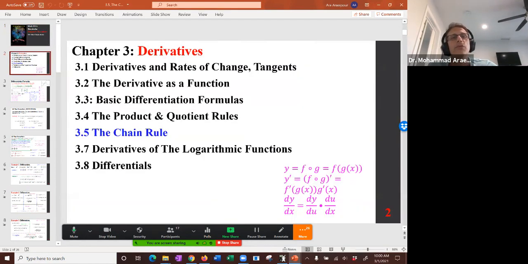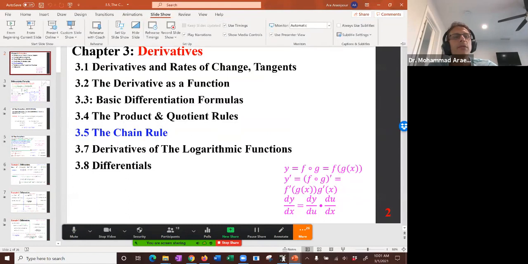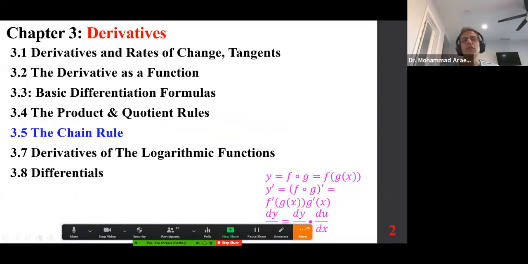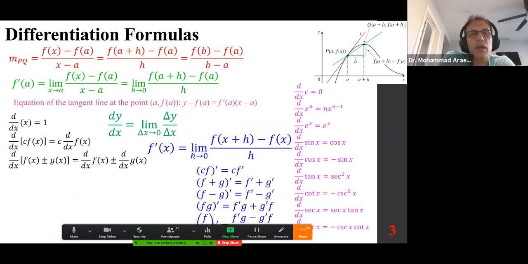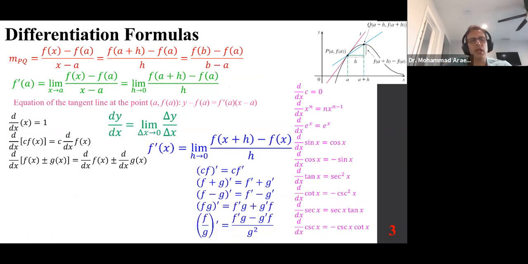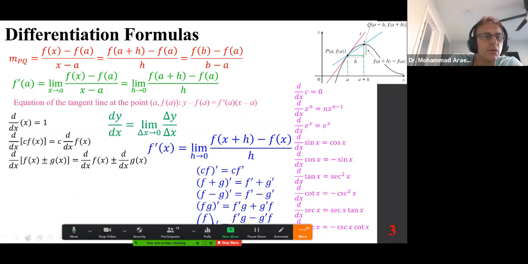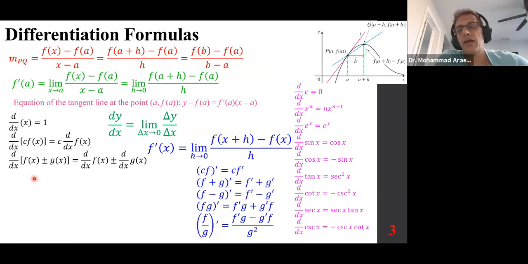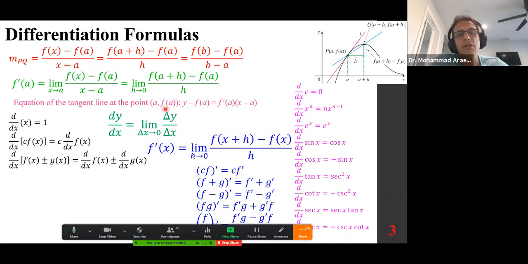We covered a few sections: derivatives and rates of change, derivatives as a function, basic differentiation formulas, the product and quotient rules. So of course, we have tons of formulas here. Everybody is hopefully familiar with them, from the basic rise over run, which is the good old slope, the average rate of change of y with respect to x if we have 2 points given. And it becomes the slope of a secant line to the slope of a tangent line.